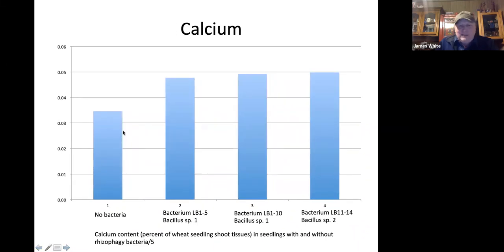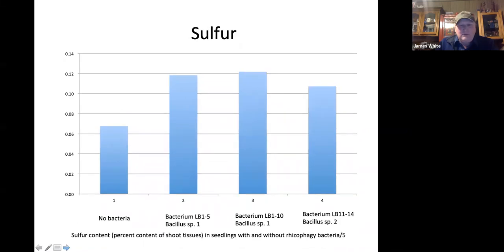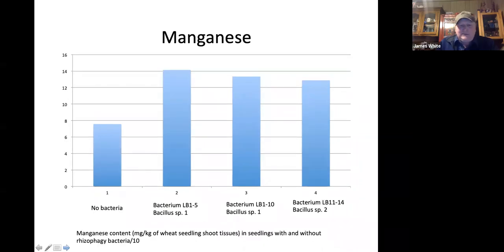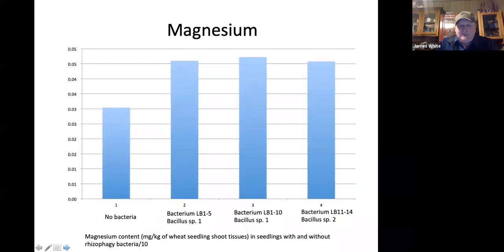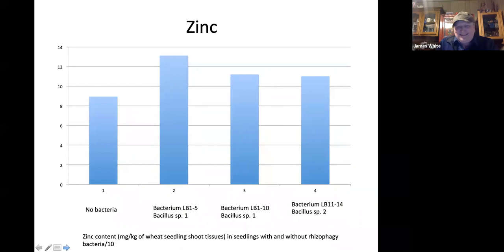Calcium also, it looks like about a 25% increase when the microbes are there. Sulfur, you can see an increase. The microbes are important in sulfur acquisition. Manganese, you see the same pattern. Magnesium, the same pattern. Zinc, the same pattern.